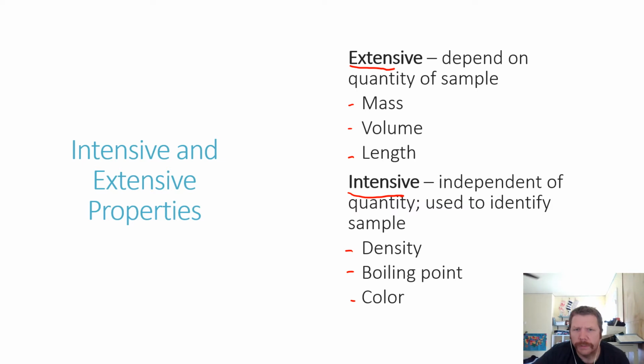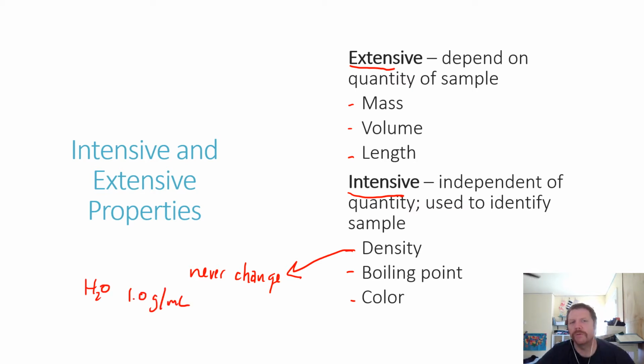And I always think about density as that. Density, effectively, as an example, will never change. Think about the density of water. The density of water is 1.0 grams per milliliter. That means if you have 1 milliliter, that 1 milliliter has a mass of 1 gram. So we've got this kind of magical ratio, 1 gram per milliliter.